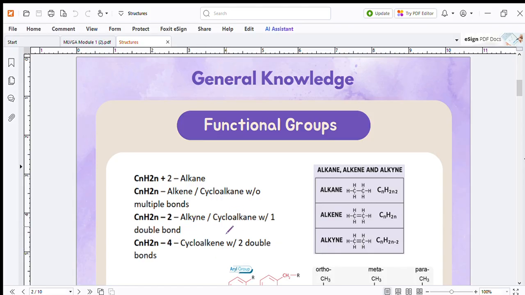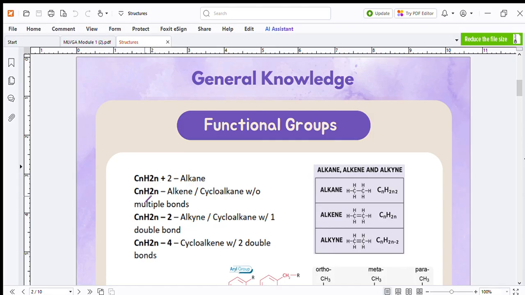So hindi po tayo dadako dyan or hindi tayo mag-deep talaga dito. Pero I'll just remind you about the formulas of each hydrocarbon. So yung alkane is CnH2n+2. So kailangan ganito po ang numbers of carbons, ganun din ang numbers of hydrogen. So halimbawa pag 1 yung carbon, yung hydrogen is 1 times 2 plus 2, which is 4. So CH4 yung supposedly yung kanyang formula.